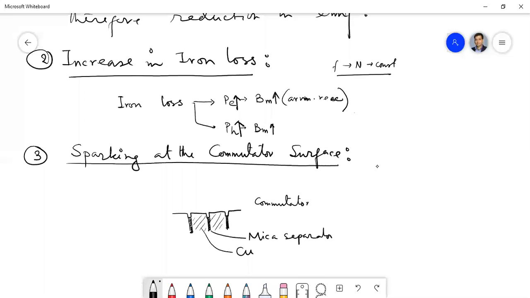Mica separator. Okay, so if the voltage between the conductors connected to adjacent commutator segments is beyond 30 volt, then the sparking occurs. That means arcing. So that means an arc occurs. That means this very thin mica separator cannot withstand a voltage above 30 volts.